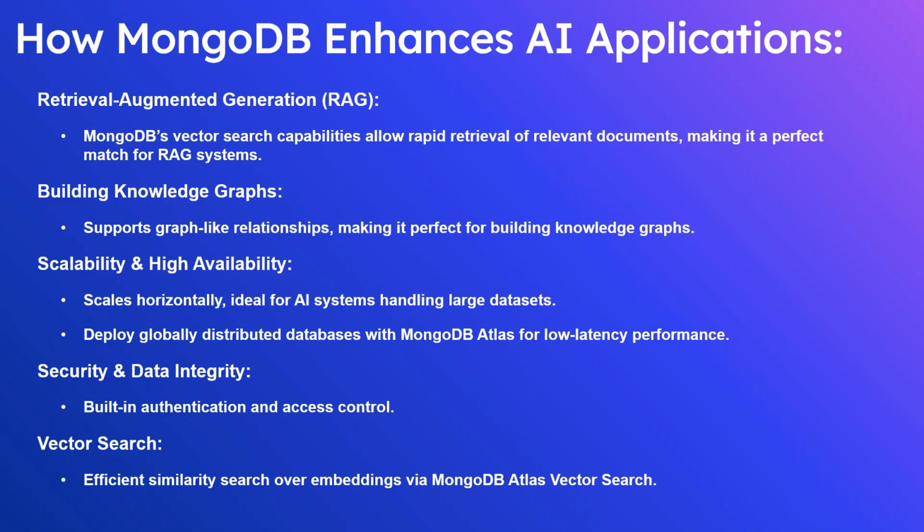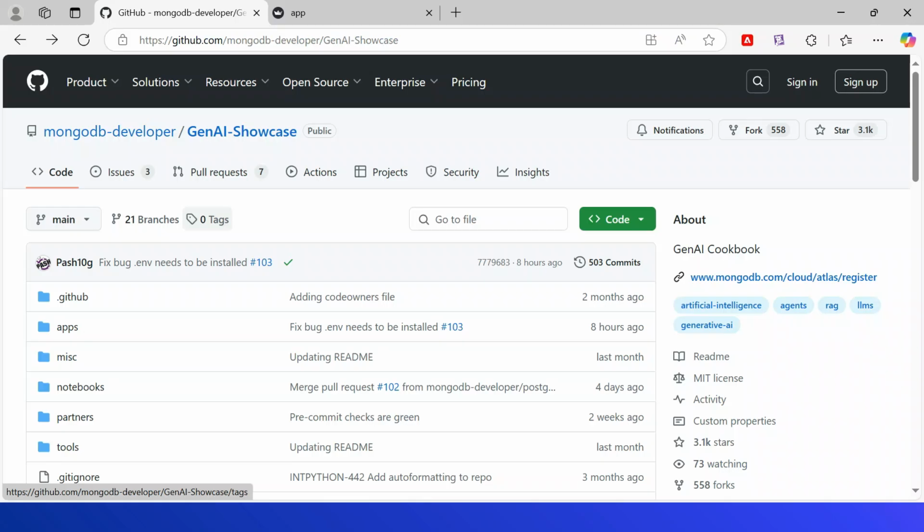Deploy globally distributed databases with MongoDB Atlas for low latency performance. Security and data integrity: built-in authentication and access control. Vector search: efficient similarity search over embeddings via MongoDB Atlas vector search.